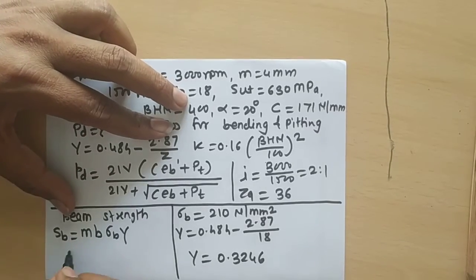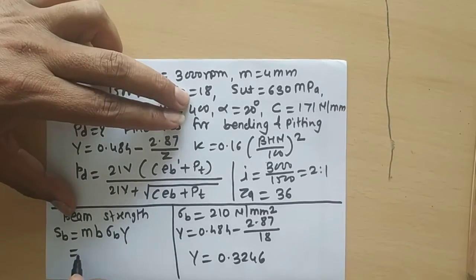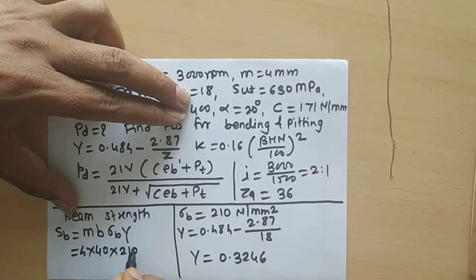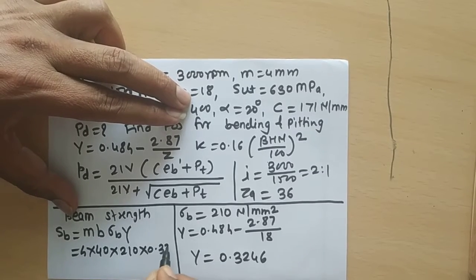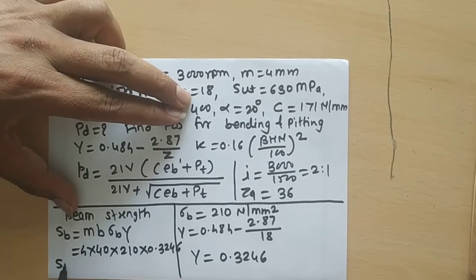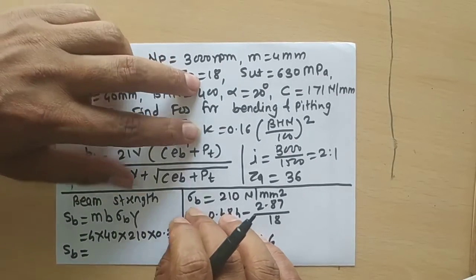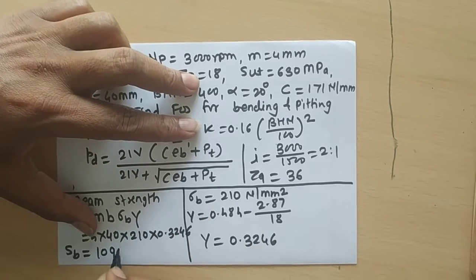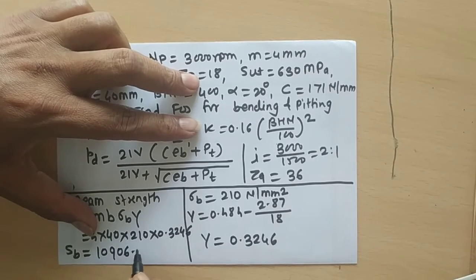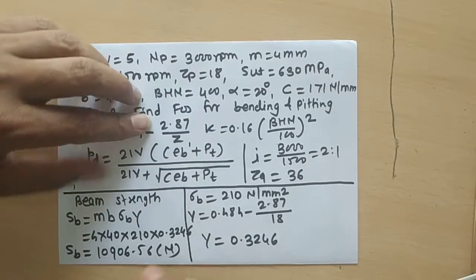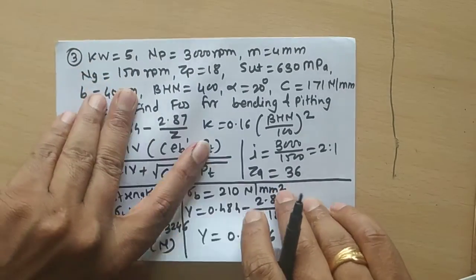Now put here M 4, B 40, 210 into 0.3246 and find out the value of SB, that is the beam strength. It is 10906.56 Newton. This is the value of the beam strength. This is the first step.